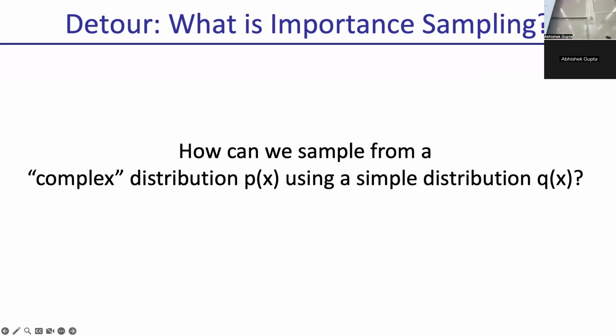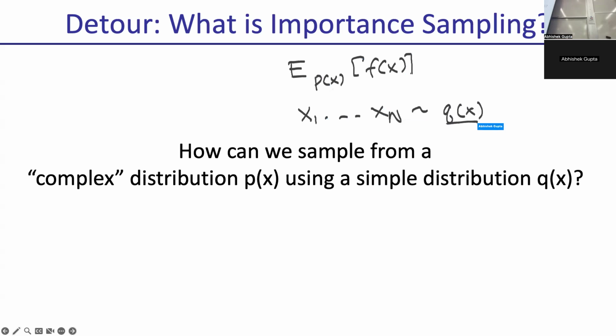Okay. So before I give you the solution, let's solicit some suggestions, right? So the problem is I want to compute expectation P of x, f of x, and I only have samples x1 to xn from Q of x. Right? So if I know what P of x is, given an x, I can give you a number for P of x. Given an x, I can give you Q of x, but I cannot draw samples from P of x. So how might we compute this expectation? Any ideas?